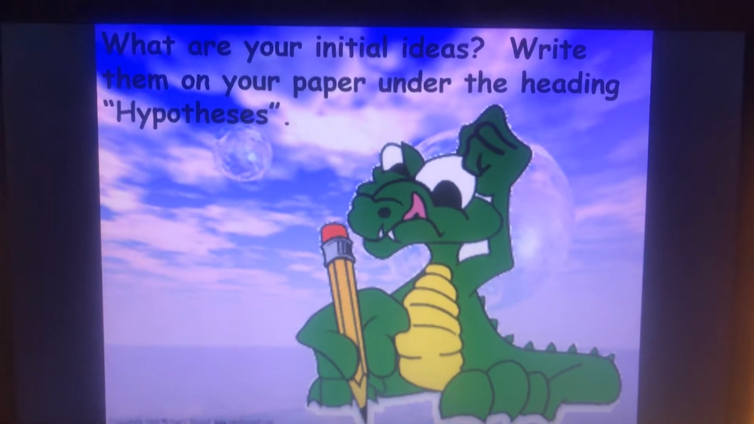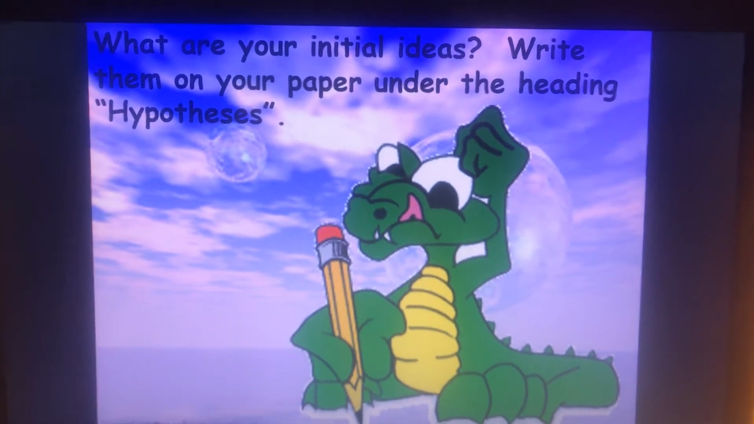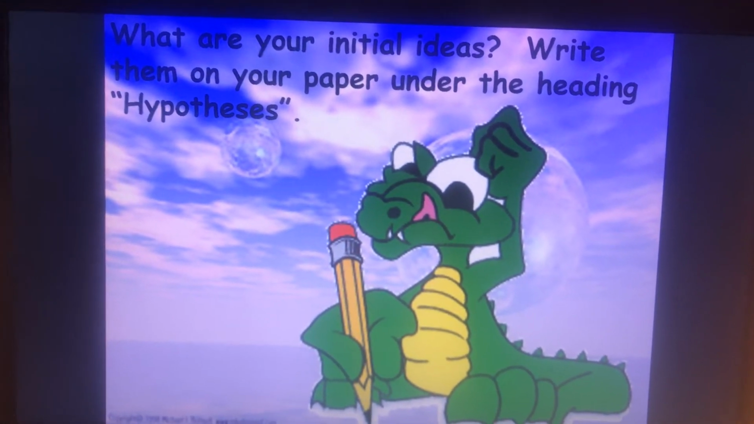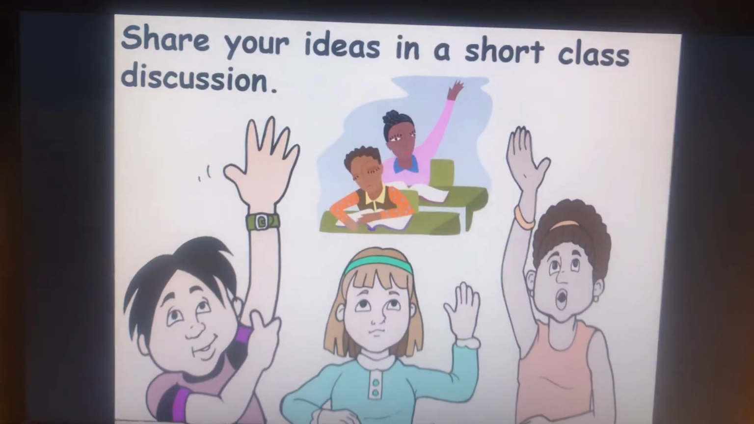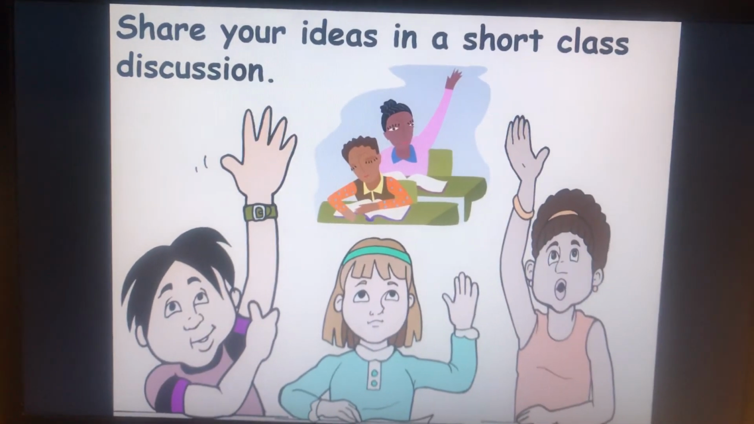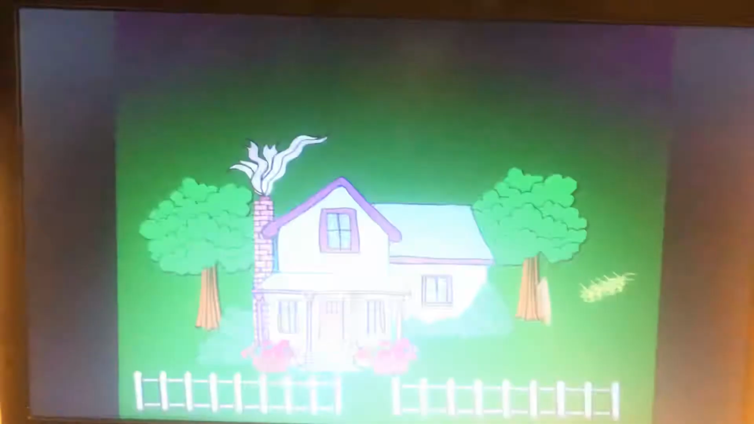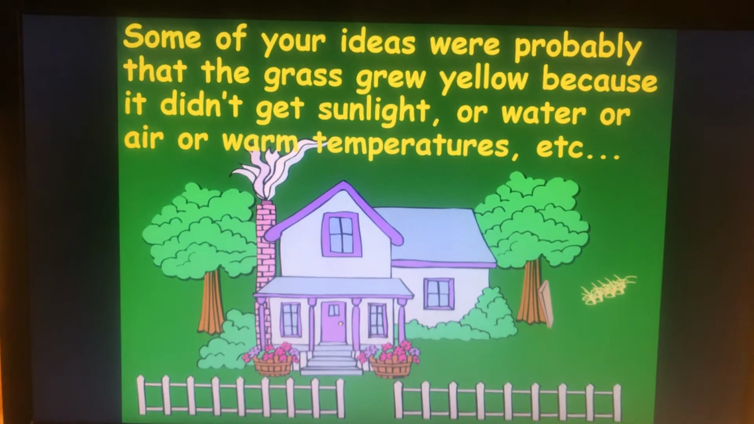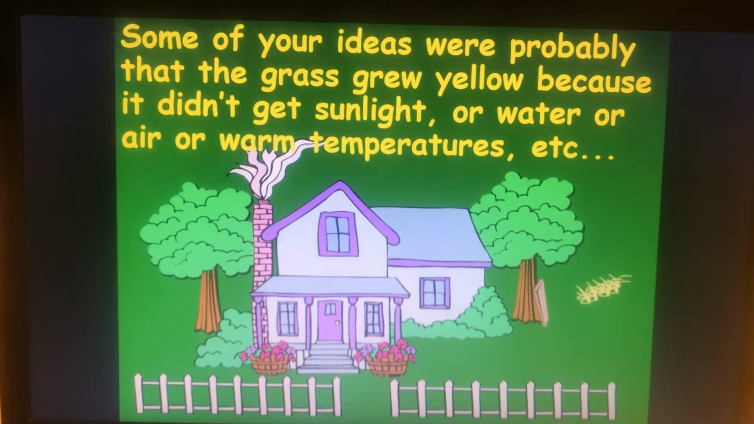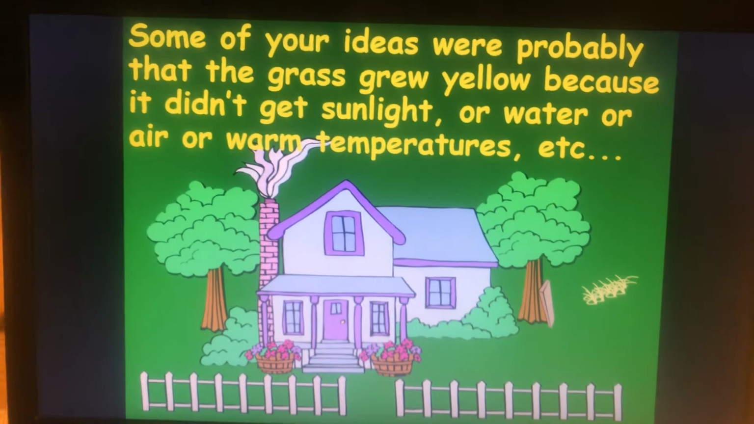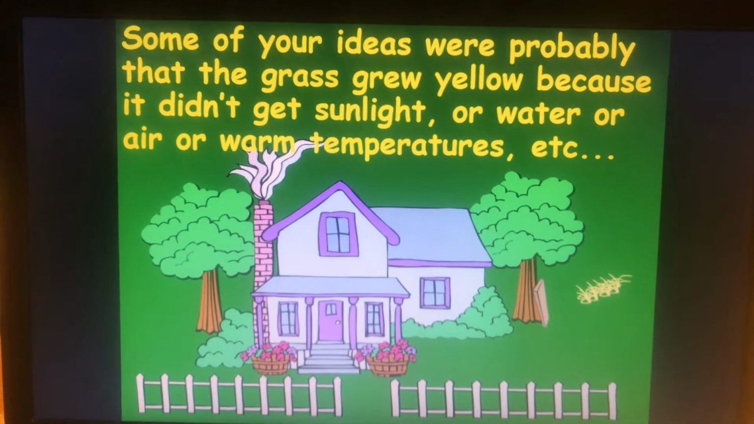So there's my big guy, he's writing down some initial ideas. What do you think? What would be one of your hypotheses? You could share your ideas in a short classroom discussion, which we'll probably do during class time. Some of your ideas would probably be that the grass grew yellow because it didn't get sunlight, or water, or air, or warm temperatures. There could be several reasons, right?